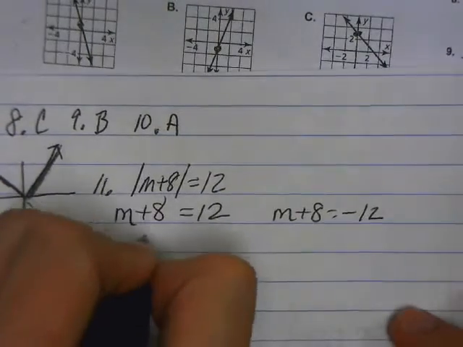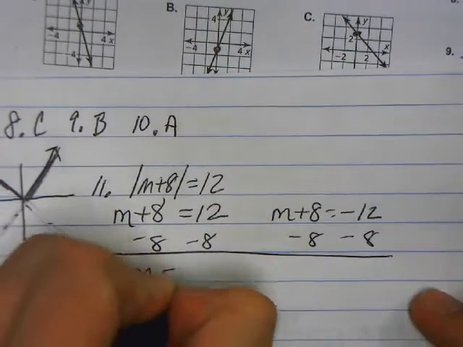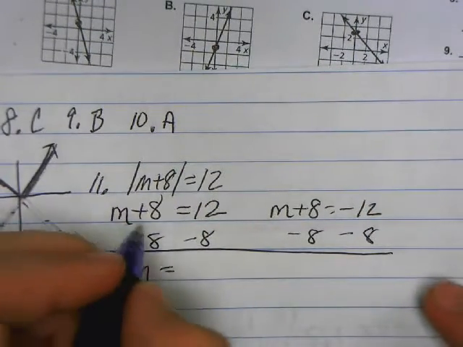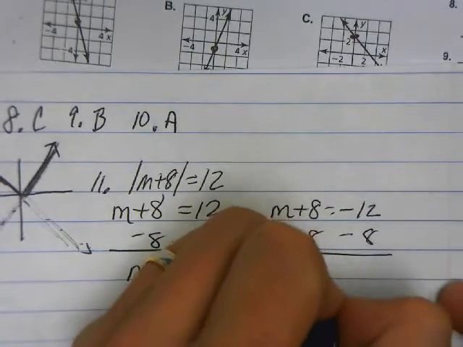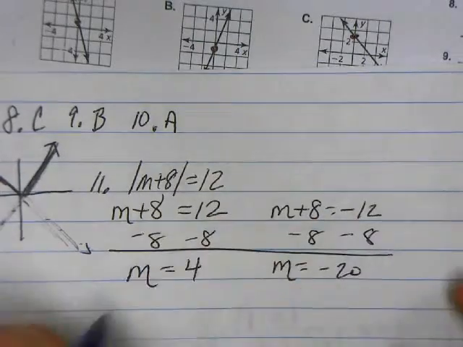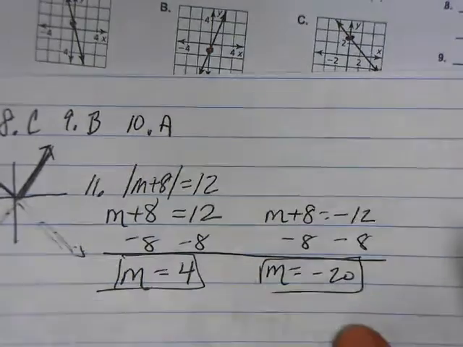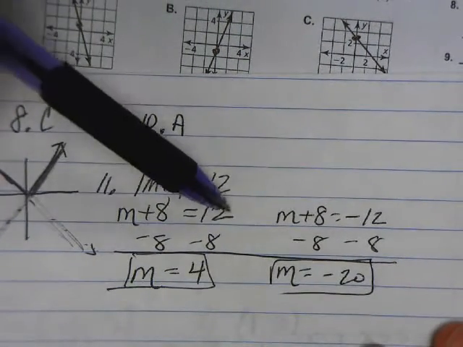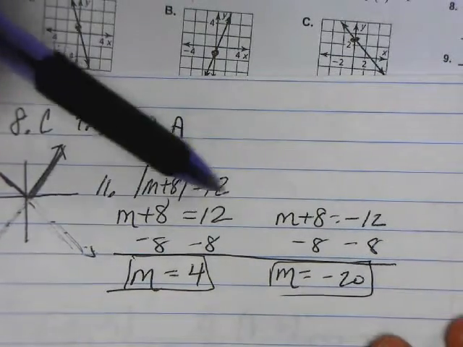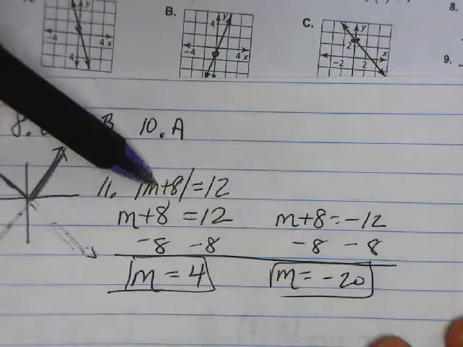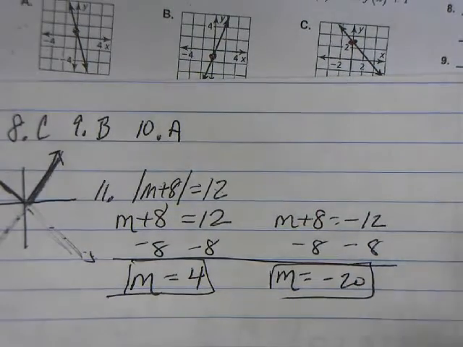Subtract 8 from both sides. So m has to equal 4. M has to equal -20. All right, and we can box those in. Just real quick, you can look up here and you can see that this is not an extraneous answer. None of these are, because it's going to equal a positive 12 no matter what. So no matter what you put in here, it will come out positive and should be equaling this 12. All right, number 12.